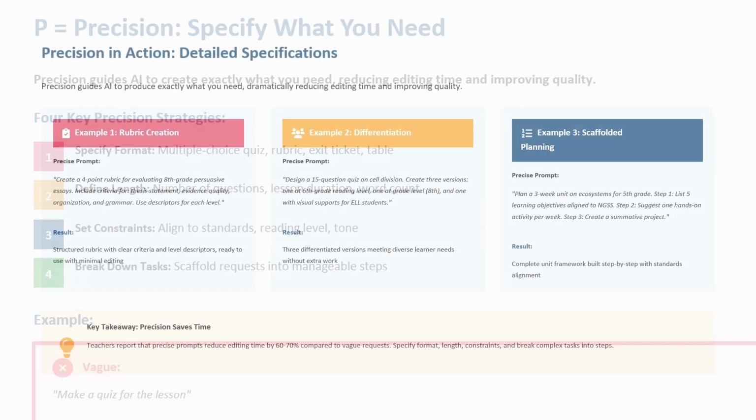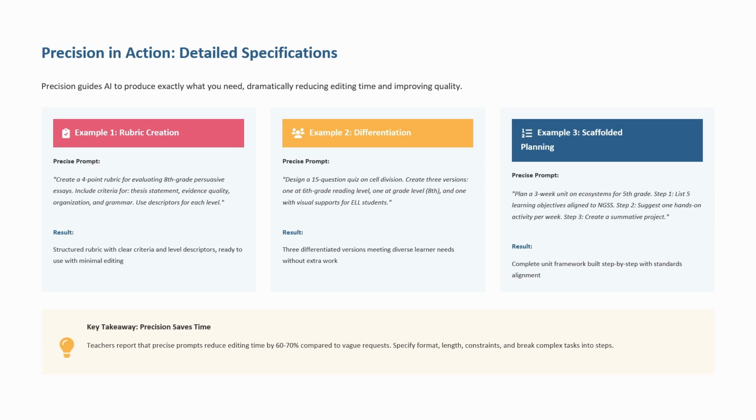Let's look at the example. The vague prompt, make a quiz for the lesson, becomes much more powerful when we add precision. Create a 10-question multiple choice quiz. Include an answer key. This level of detail guides the AI to produce exactly what you need, saving you significant editing time. And don't forget the pro tip, scaffold your requests. You can ask the AI to create an outline first, then expand on one section, and finally draft an assessment for it. This step-by-step approach yields much better results for complex tasks.